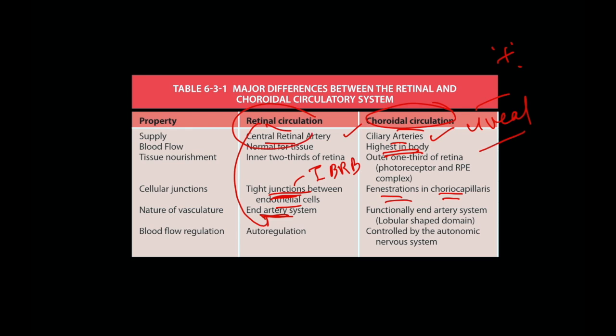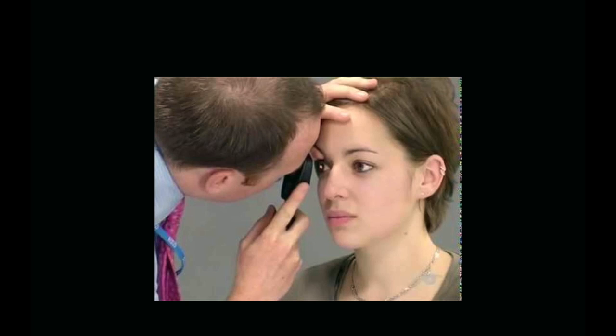So, how is the retinal circulation going to be regulated? There is auto-regulation of retinal circulation, whereas choroidal circulation is regulated by the autonomic nervous system. So now, we will talk about the examination of the retina.